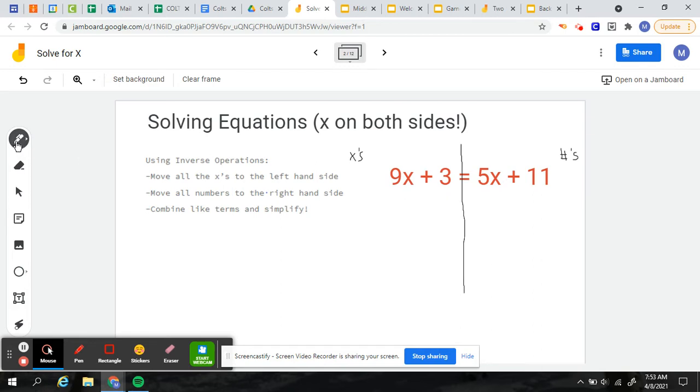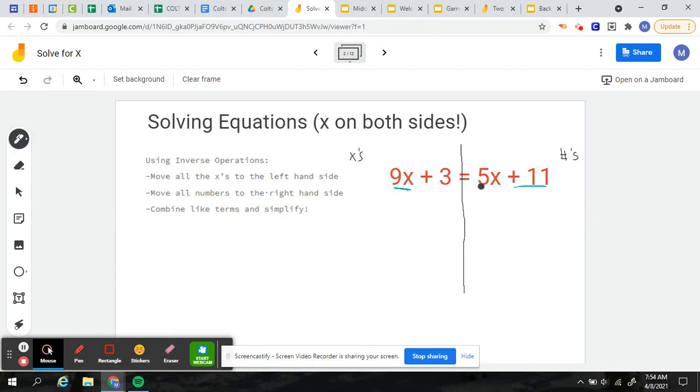So I'm going to start by underlining which terms can stay where they're at. So the 9x is already on the left-hand side, so that can stay. The plus 11 is already on the right, so that can also stay. So notice that the 5x and the plus 3 are going to have to switch sides. So to switch those, we'll be using our inverse operations.